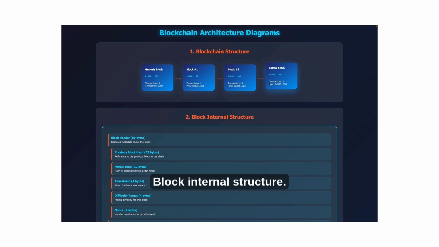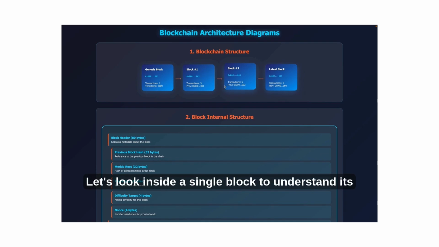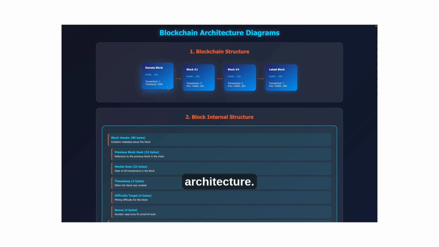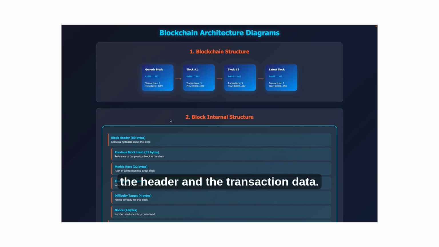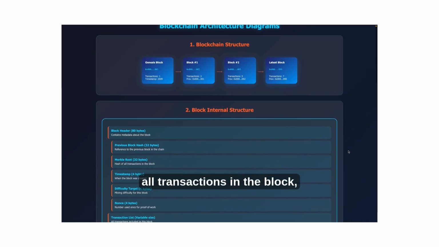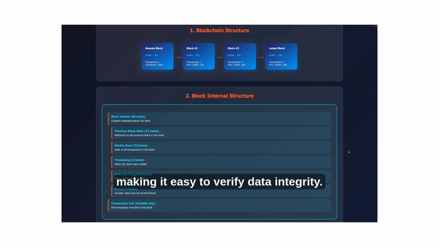Block internal structure. Let's look inside a single block to understand its architecture. Every block has two main parts: the header and the transaction data. The block header is like the block's identification card. It contains the previous block hash. This is what creates the chain connection. The Merkle root is a mathematical summary of all transactions in the block, making it easy to verify data integrity.